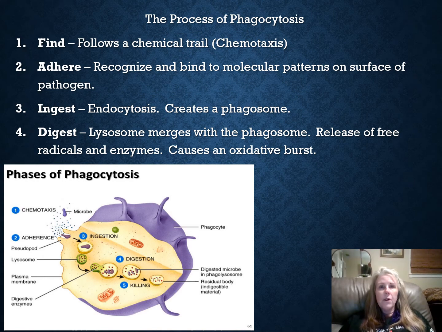So in phagocytosis, there are 4 major steps: bind, adhere, ingest, and digest.